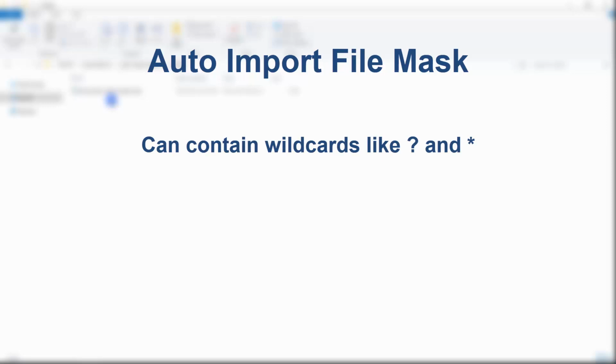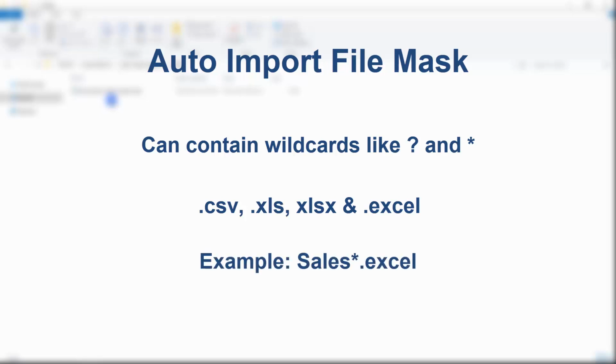The file mask can contain wildcards, for example question mark and asterisk. The pattern can restrict the import to certain file extensions, for example, CSV, XLS, XLSX, or .excel, for all Excel formats. One example. The pattern sales*.excel imports all Excel files starting with the string sales, and ending with CSV, XLS or XLSX.